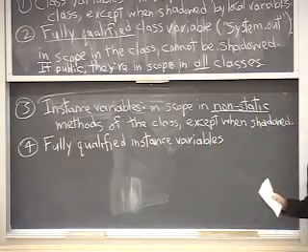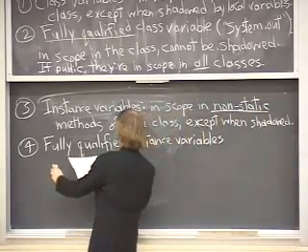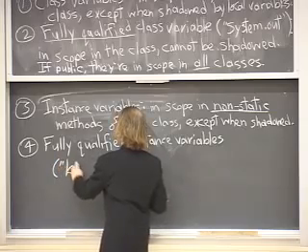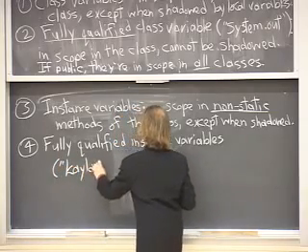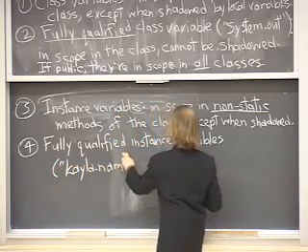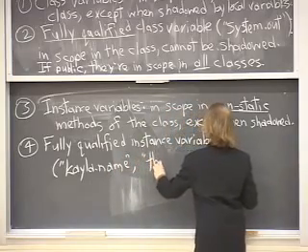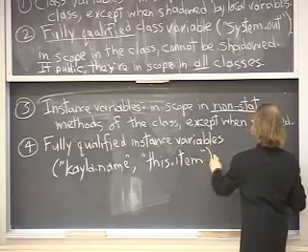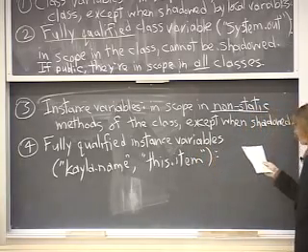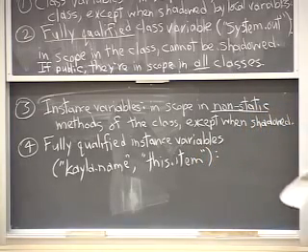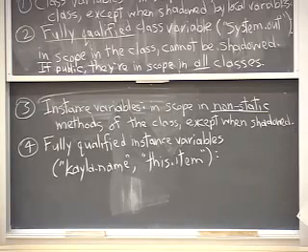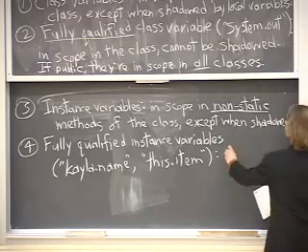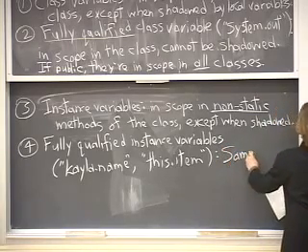And fully qualified instance variables, examples of that are Kayla.name or this.item. When are these in scope? Well, exactly the same as when fully qualified class variables are in scope. Basically, they're always in scope in the class, and if they're public, they're always in scope everywhere.